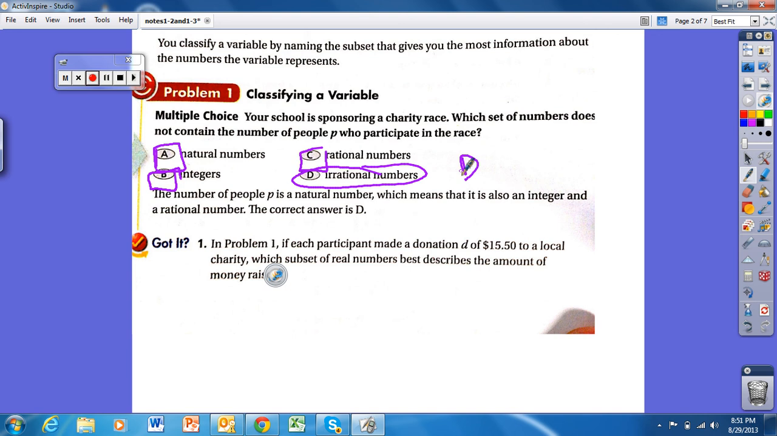Now let's say that in problem 1, if each participant made a donation D of $15.50 to a local charity, which subset of real numbers best describes the amount of money raised? Basically, it's saying, what kind of number is this? It's not a counting number, so it's not a natural number. It's not an integer, because it has a decimal. But it is a rational number.